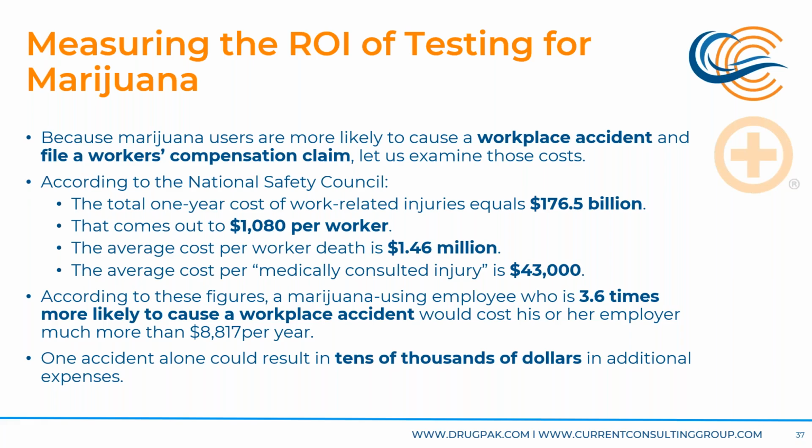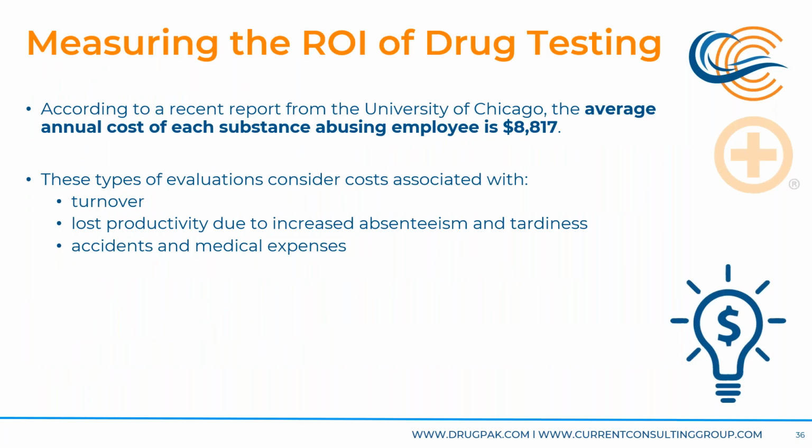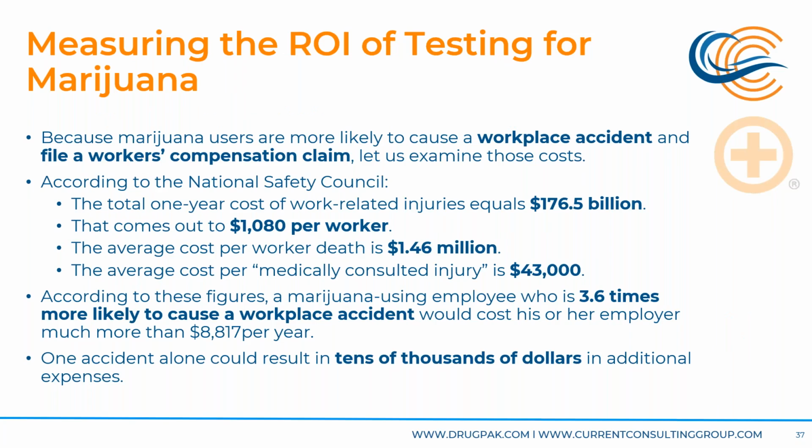If you take substance abuse globally, $176.5 billion from work-related injuries, and you factor in the cost per worker of about $1,000, and then you look at the average cost of a worker death being $1.46 million, and the average cost of a medically consulted injury at $43,000, and the fact that marijuana using employees are 3.6 times more likely to cause a workplace accident and 5 times more likely to file a workers' compensation claim, you can see that that original number we were looking at here of $8,817 can quickly climb into the tens of thousands and maybe even tragically in the millions of dollars, depending on the type of accident and the damage or harm that came out of it, right?